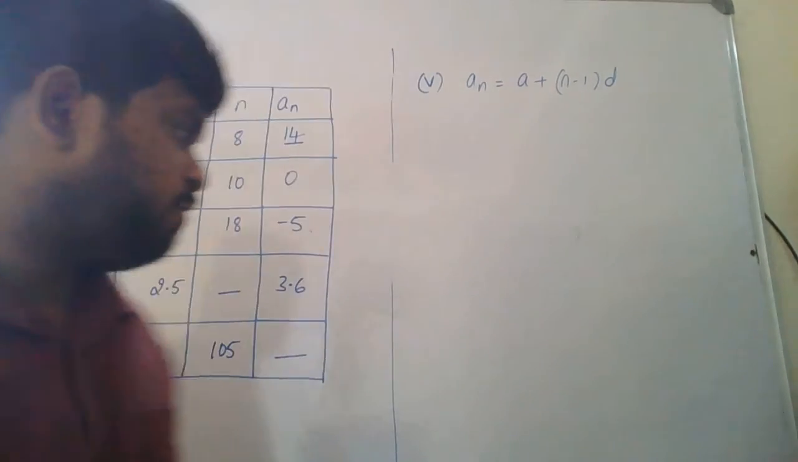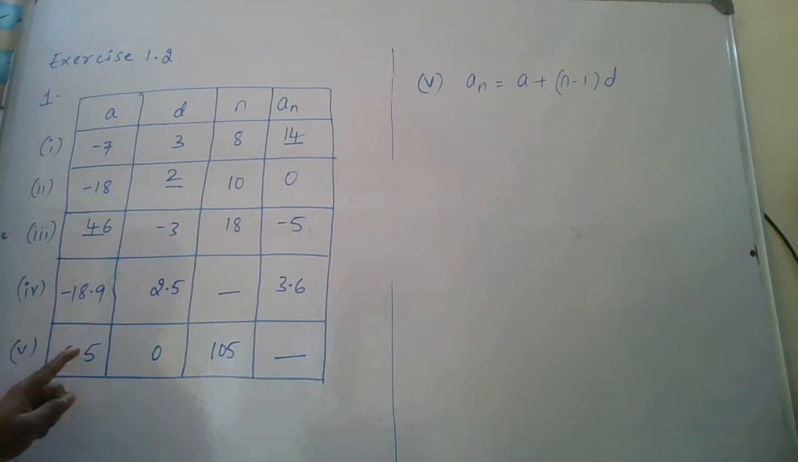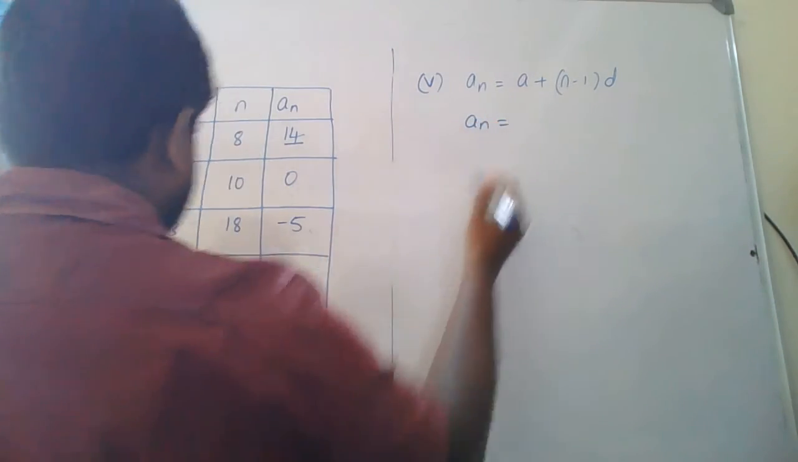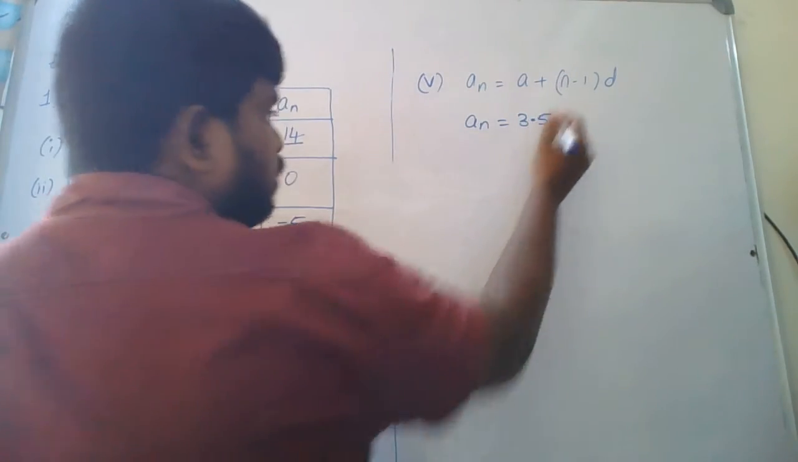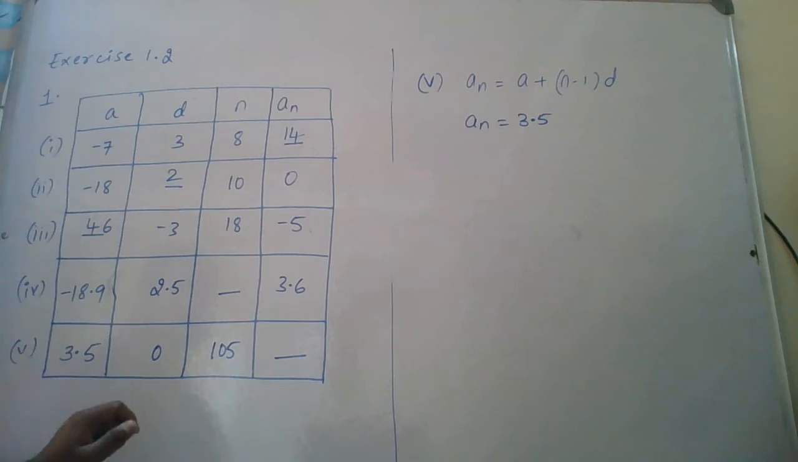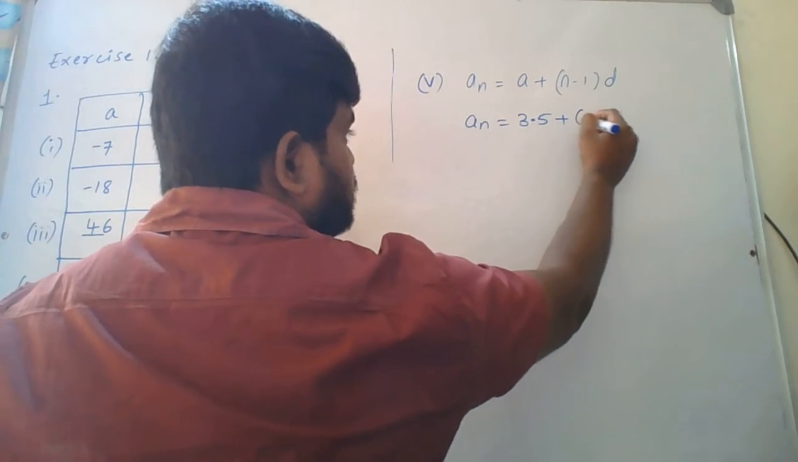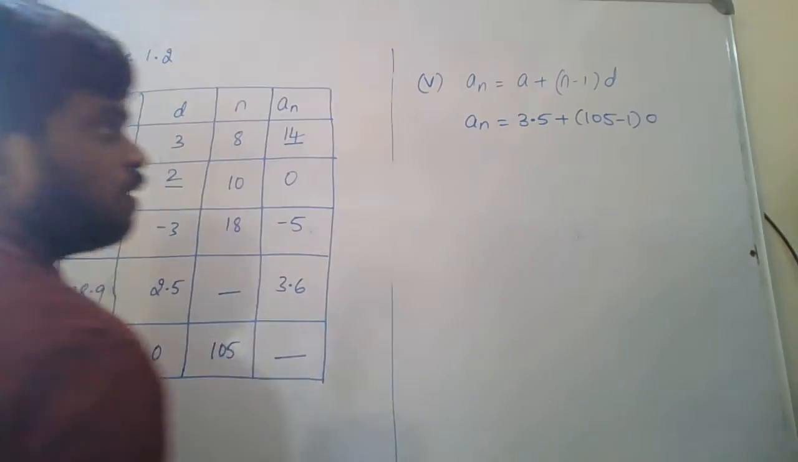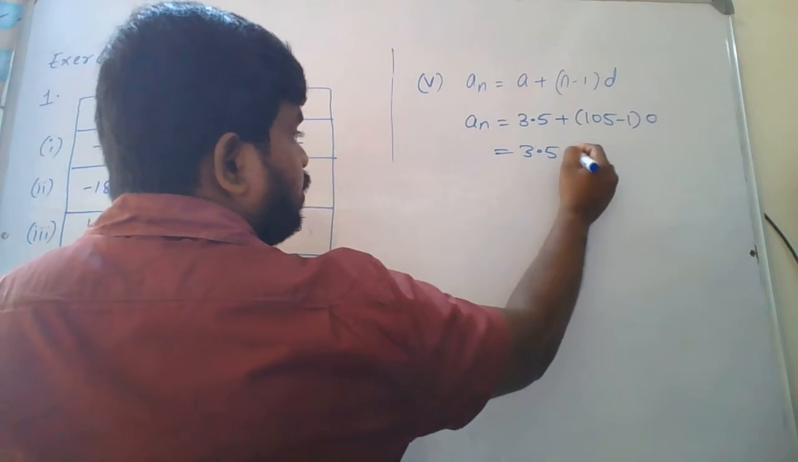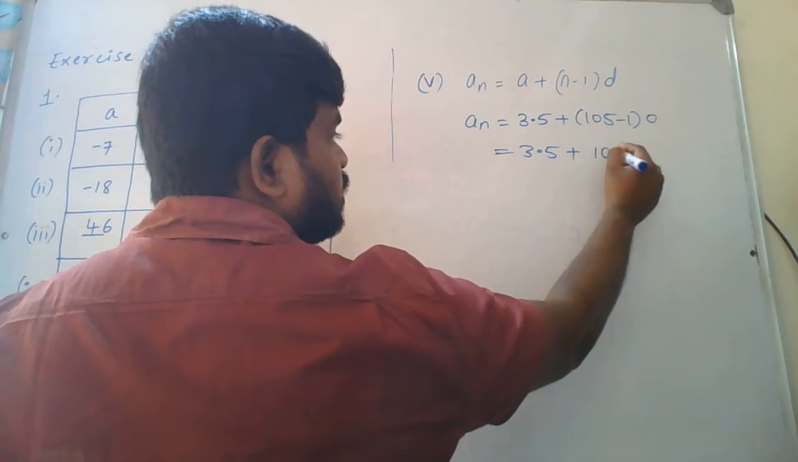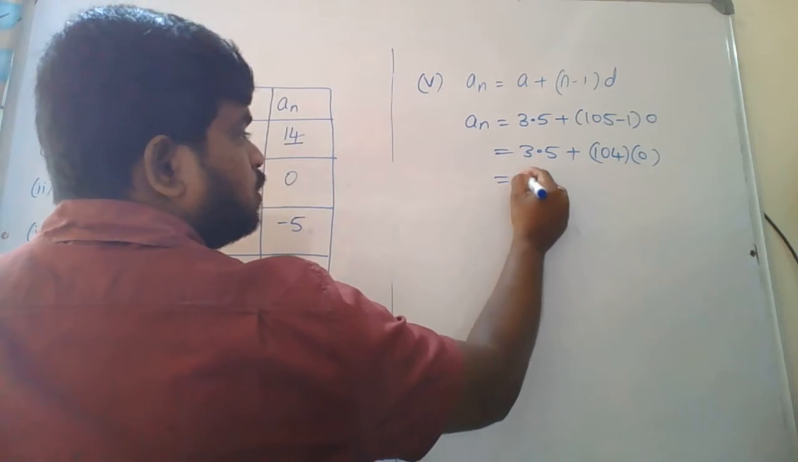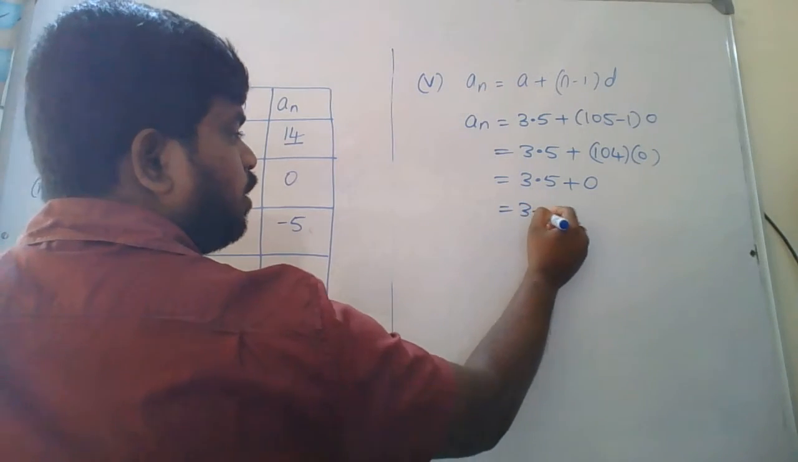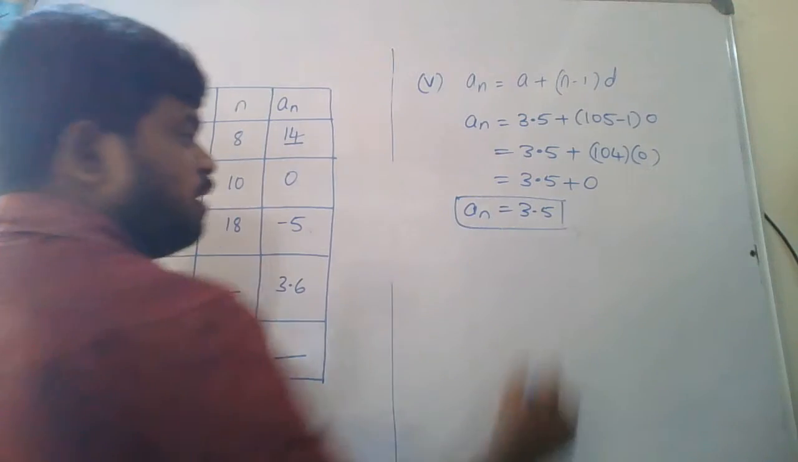Okay students, let's solve the fifth question. So here a value is given, d value is given, n value is given. We have to find an. So an is equal to, a value is 3.5 and d value is 0, n value is 105. So a plus n minus 1, that is 105 minus 1, times d value, which is 0. So 3.5 plus 104 into 0. We know that 0 into anything is 0. So 3.5 plus 0 is 3.5. So an is 3.5.